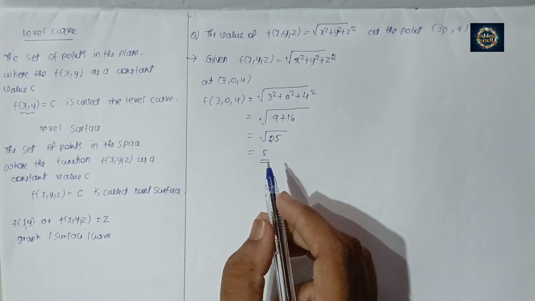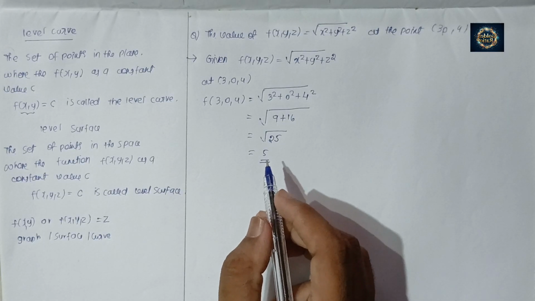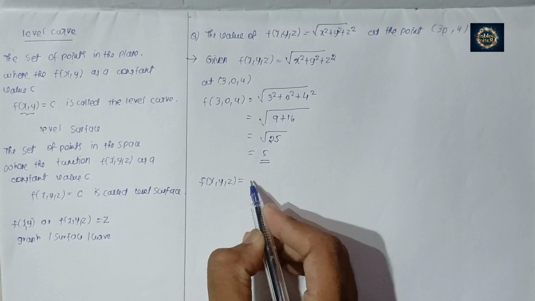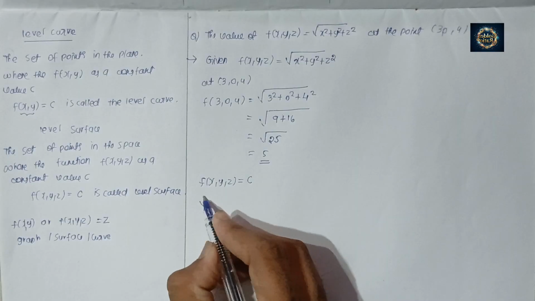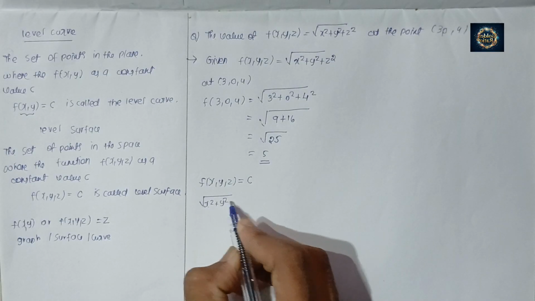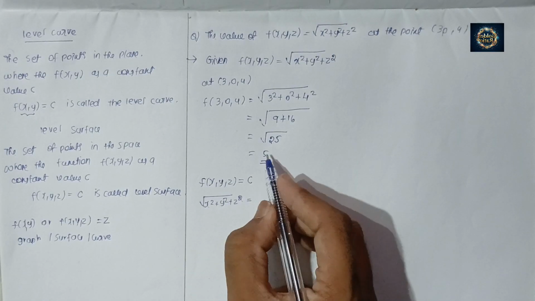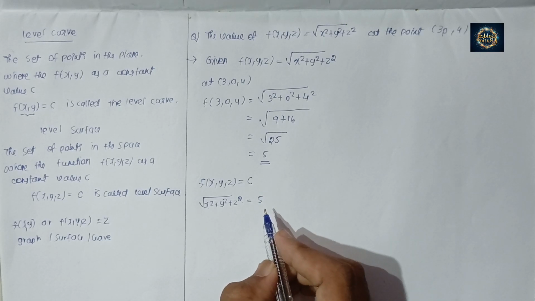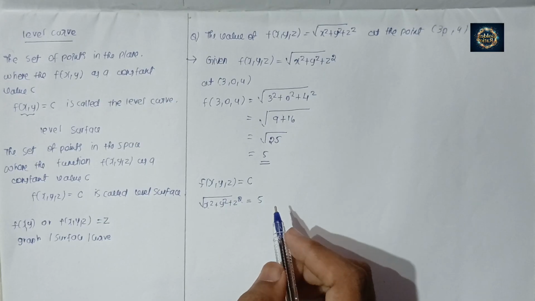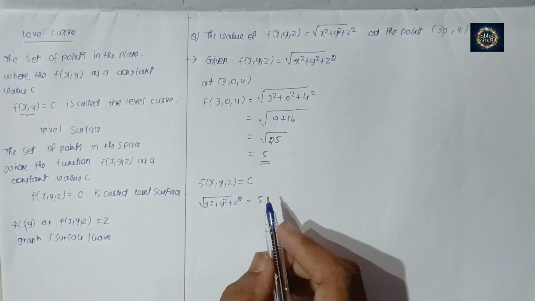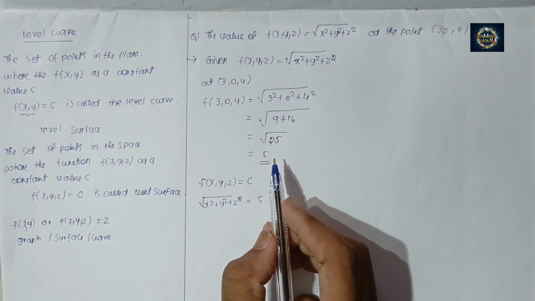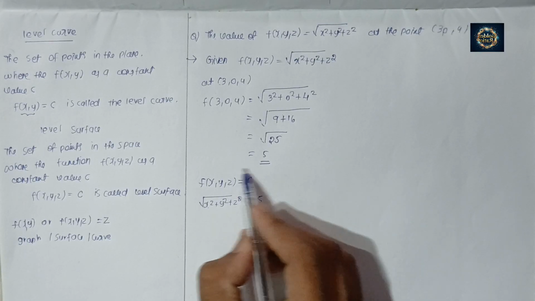But if you want to write the equation of the level surface for this function, the general form is f of x, y, z equal to c. So here it is the square root of x square plus y square plus z square, and the c that we got is 5. This will be the equation of the level surface. But in this question they have not asked us to find the equation of the level surface. They only asked us to find the value at that point, that is 5. The solution is only this much.